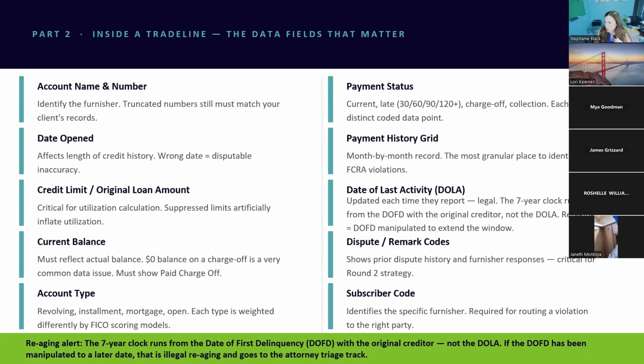Dispute and remark codes. This just shows different dispute history. Was it disputed, in dispute, that kind of thing. And the subscriber codes, which we won't really get into too much today. I think the biggest thing to understand in this part is how you decide when the 7-year clock starts.